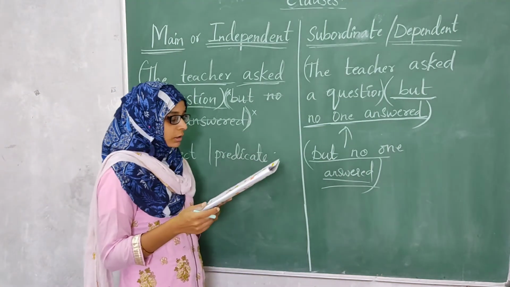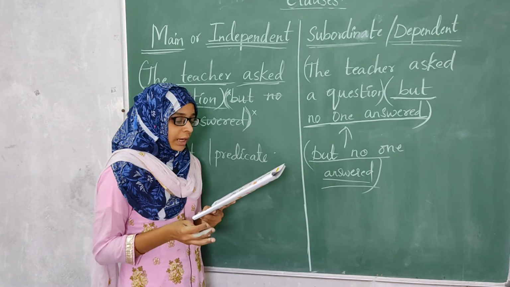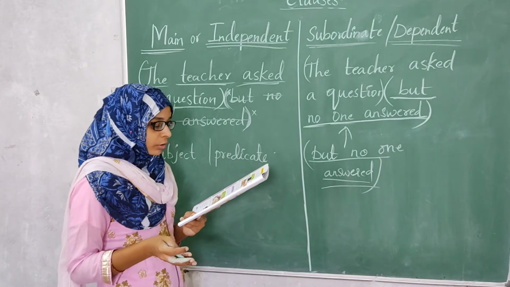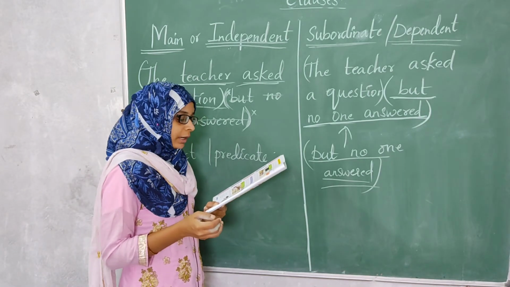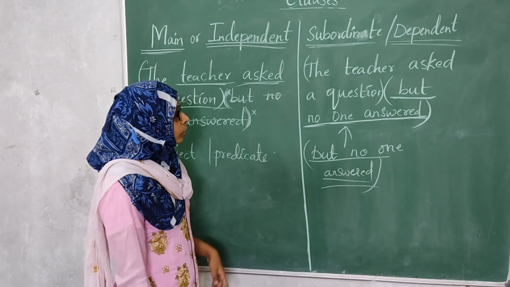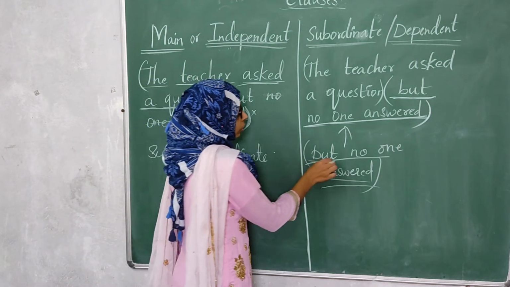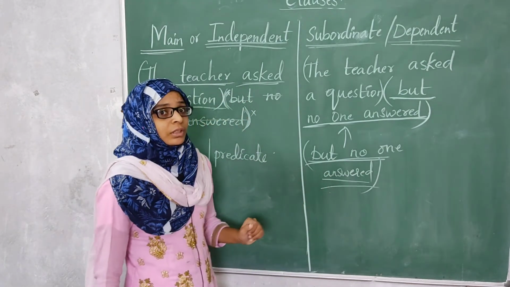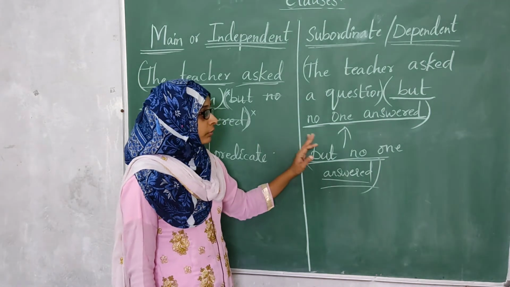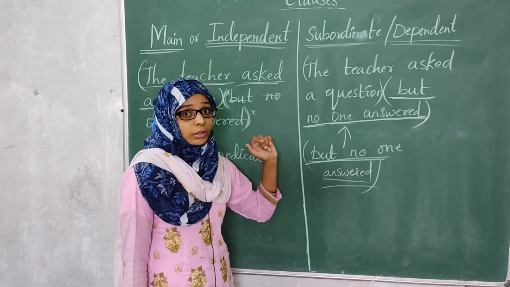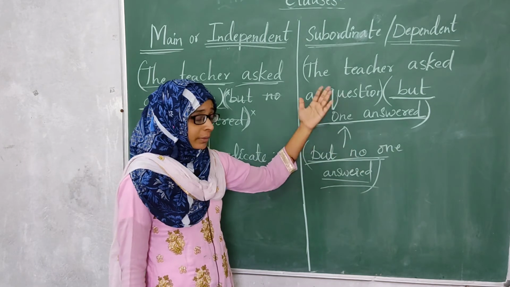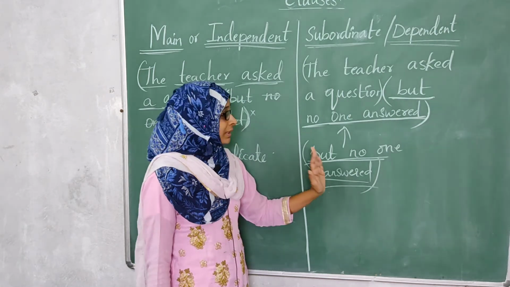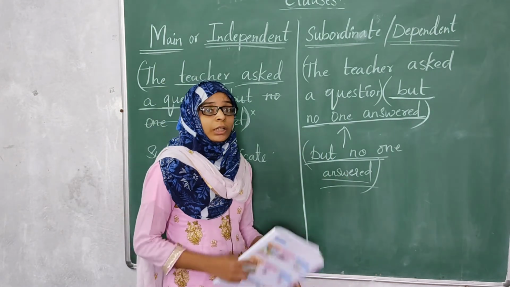A subordinate clause is also called a dependent clause as it is dependent on another clause for the completion of its meaning. Hence, it cannot stand by itself and must have a main clause. As I told you, this is our subordinate clause, children: but no one answered. We are not getting any meaning from this. To understand the complete meaning, we should join this with some other clause. So this is depending on some other clause for the meaning. This alone is not giving us the meaning. So this clause is called a subordinate or dependent clause.